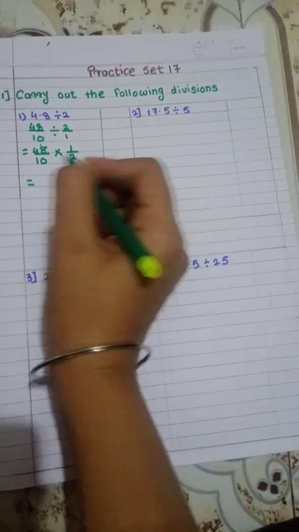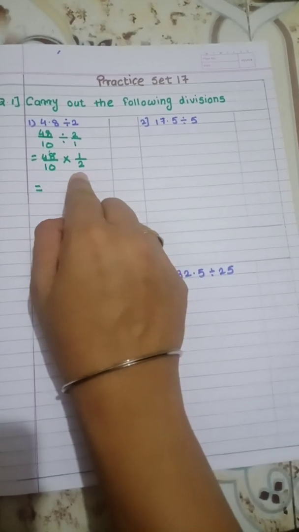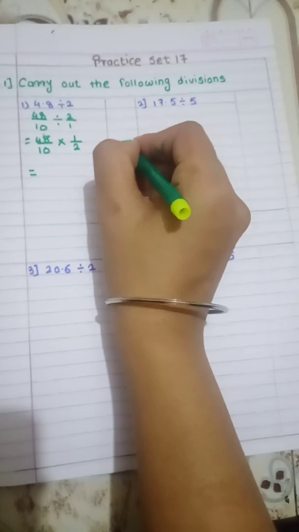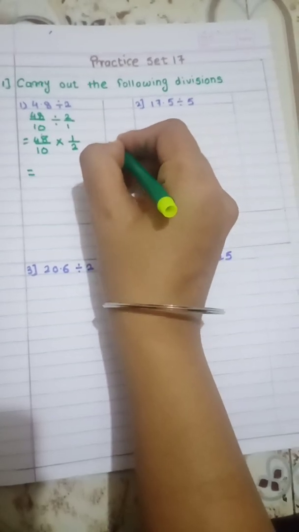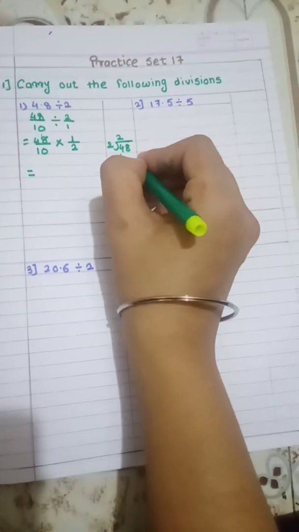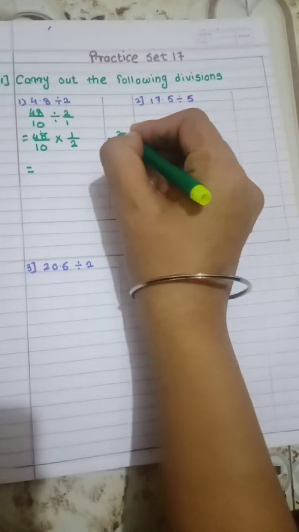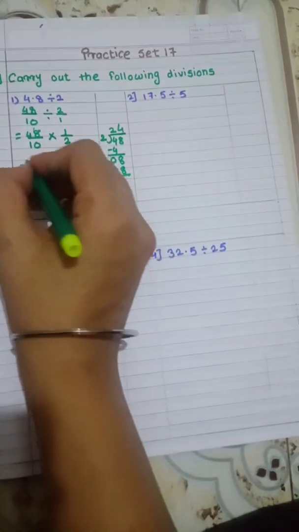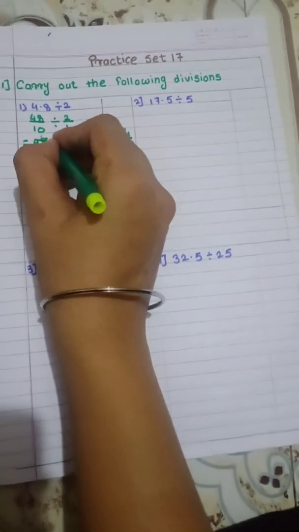Then here what I have to do, I have to divide 48 by 2. So I'll do the division here. 48 by 2 you have to divide. 2 2s are 4 and 2 4s are 8. So what is the answer I am getting? 24. So this and this will get cut.